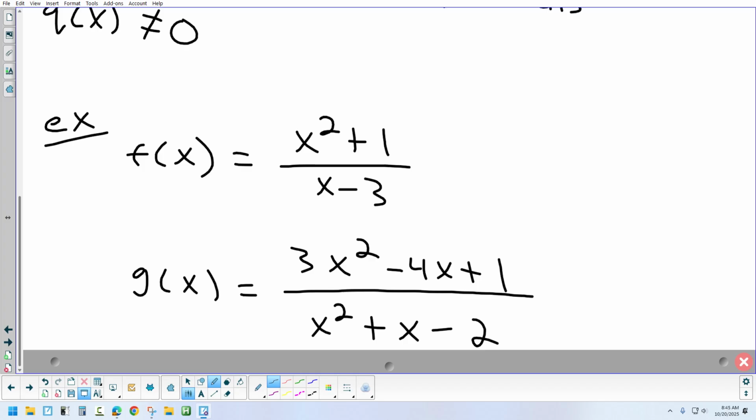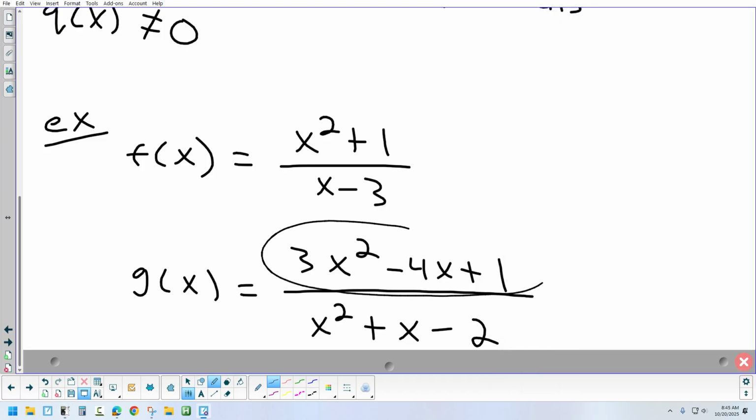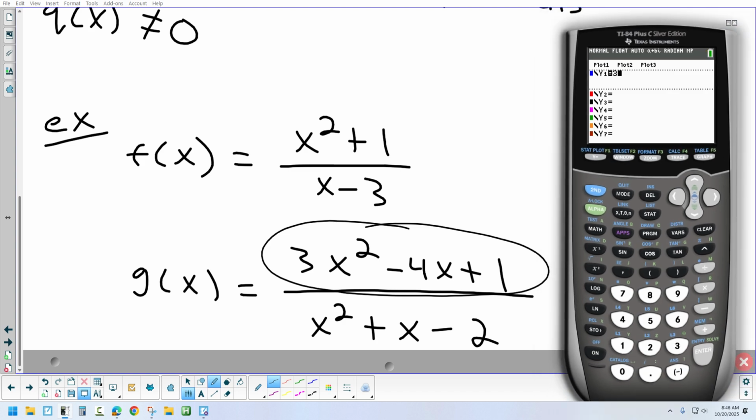All right. So when we look at polynomials, sometimes we just want to get an idea of kind of the big picture, okay, of what this thing would look like if we zoomed out. So let's just look at this top one for a second. Okay, forget about the bottom for now. Just look at the top. Okay, I'm going to graph that in y1. So I've got 3x squared minus 4x plus 1. Okay, I'm going to do zoom 6. And that's what it looks like.